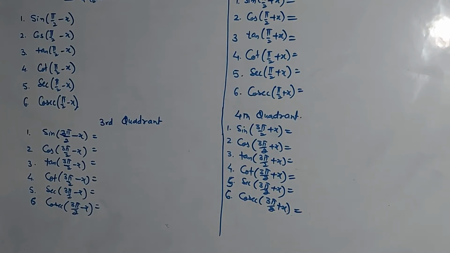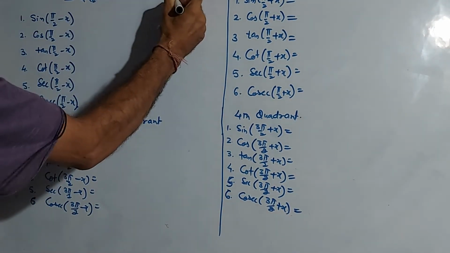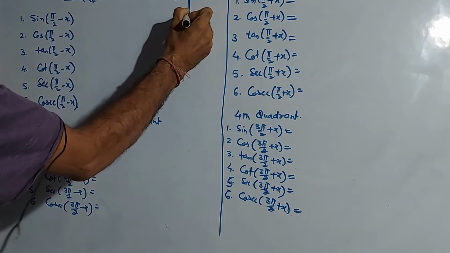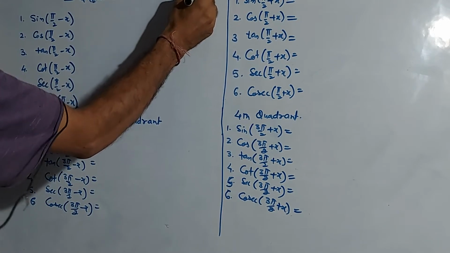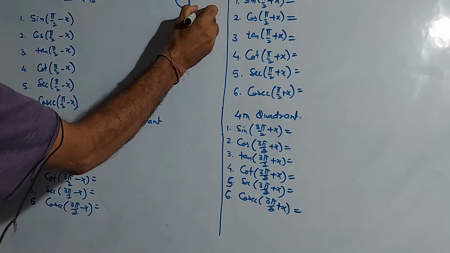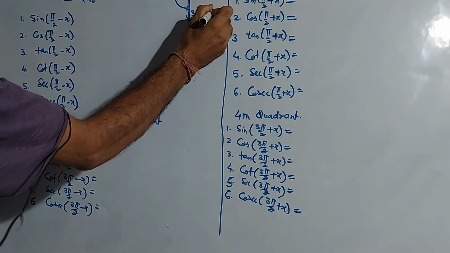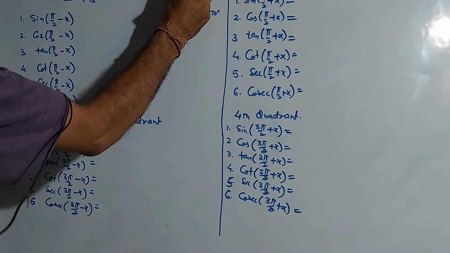Here are some very important results we must understand. In the first quadrant, 90 minus x, this is the first quadrant. We will see this on this line here. This is the y-axis. Here is pi by 2, or 90 degrees, and here is 3 pi by 2, or 270 degrees.